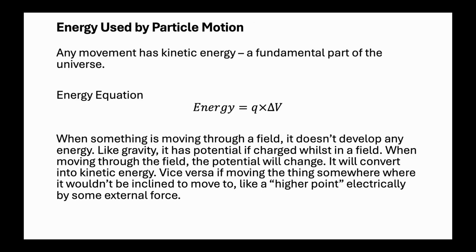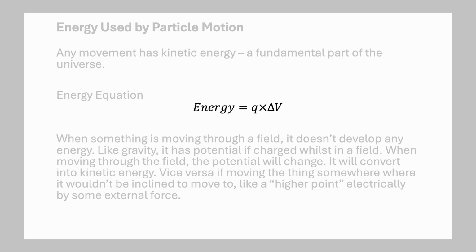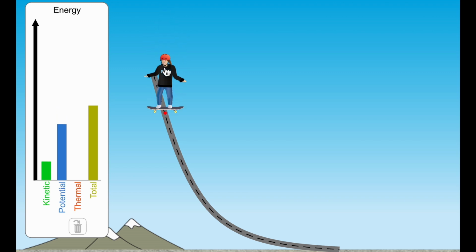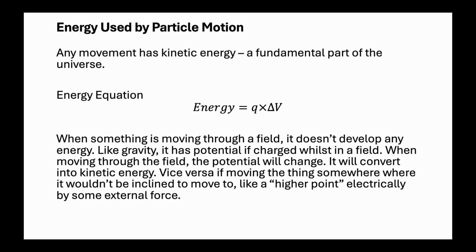Any movement also has kinetic energy, a fundamental part of the universe. And the energy equation in this circumstance is equal to the charge multiplied by the change in voltage. Now, when something's moving through a field, it doesn't develop any energy. Like gravity, it has potential if charged and in a field, and since the field extends indefinitely, we have potential for every possible field that exists. But that's like in the actual universe. In this theoretical universe, when moving through the field, the potential will change. It will convert into kinetic energy.